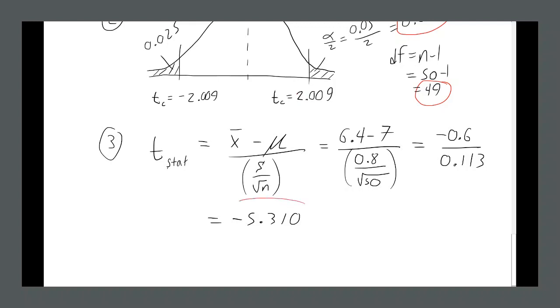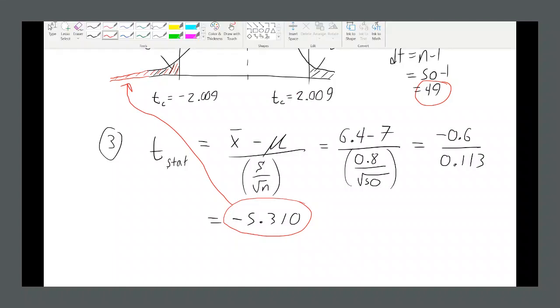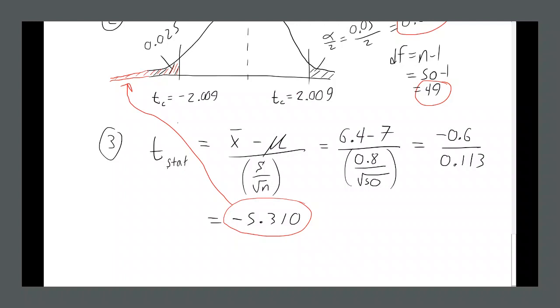If we were to plot negative 5.310 on our t-scale, it would be way over here, way past negative 2.009. So that certainly reaches and surpasses the critical t-value, which means we do reject our null hypothesis.